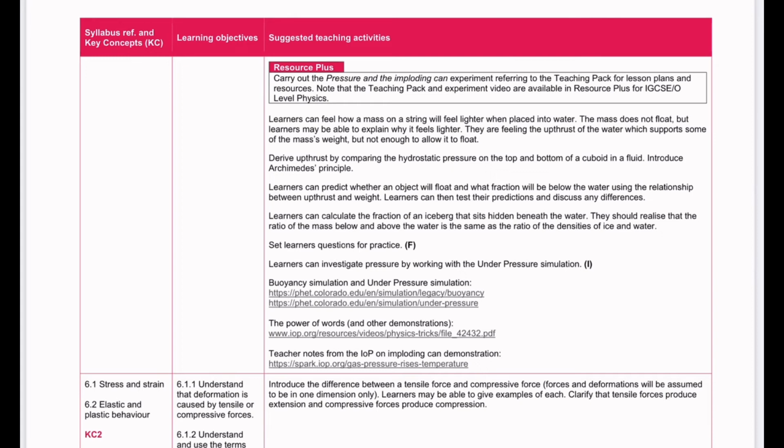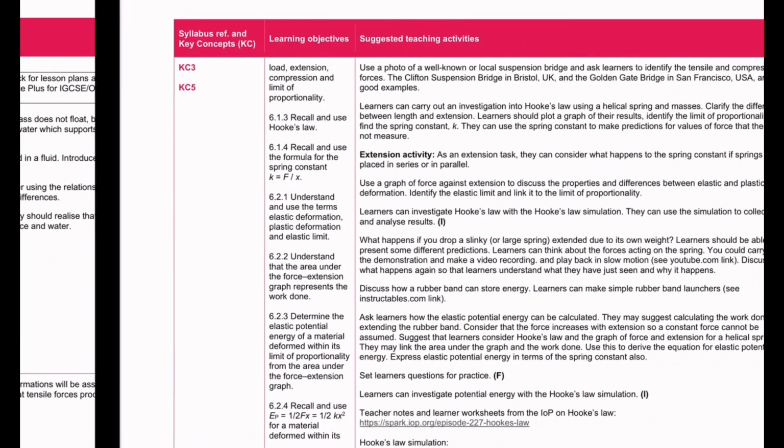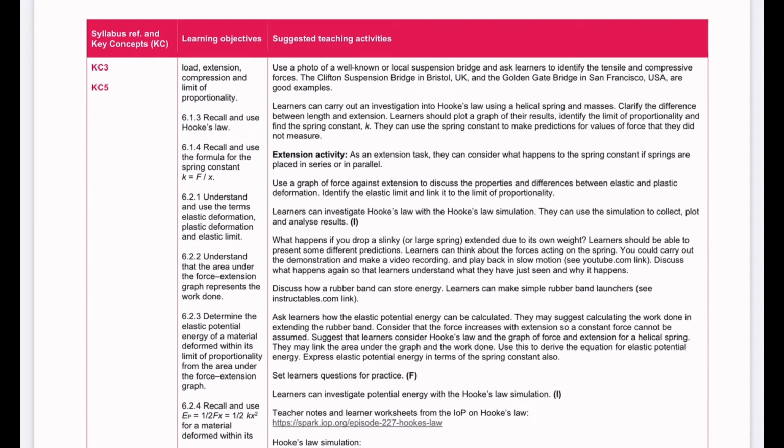Key concept 6.1 Stress and strain. 6.2 Elastic and plastic behavior. The learning objectives. 6.1.1 Understand that deformation is caused by tensile or compressive forces. 6.1.2 Understand and use the terms load, extension, compression, and limit of proportionality.